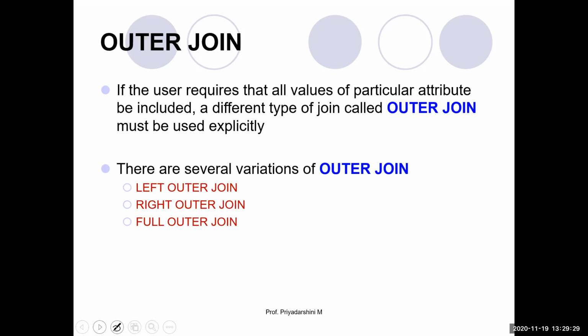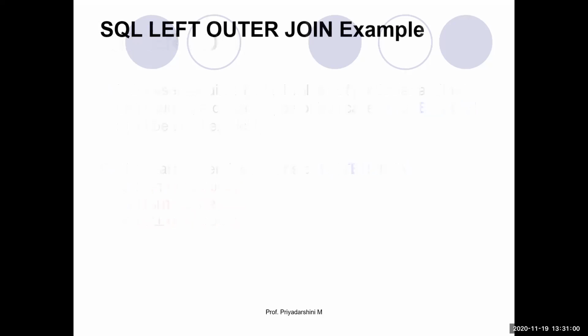Now let us come to an outer join. In this outer join, if the user requires that all values of a particular attribute be included, a different type of join called outer join is used. So you don't want to leave out any of the attributes while joining. For that case, we have an outer join, which must be used explicitly. There are several variations of outer join: left outer join, right outer join, and full outer join.